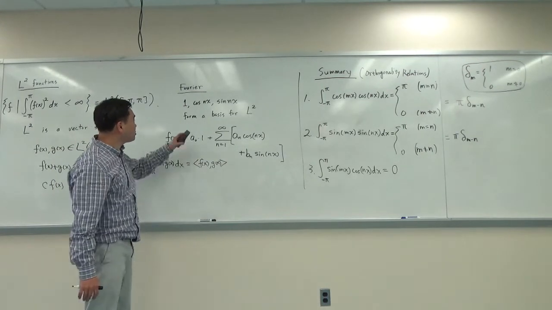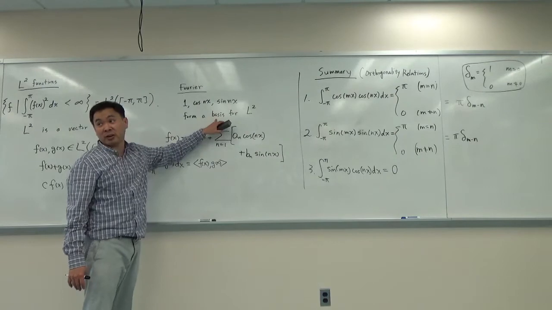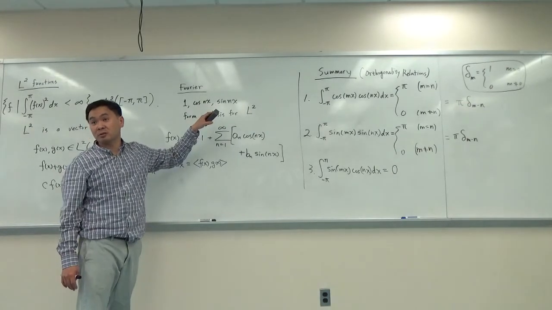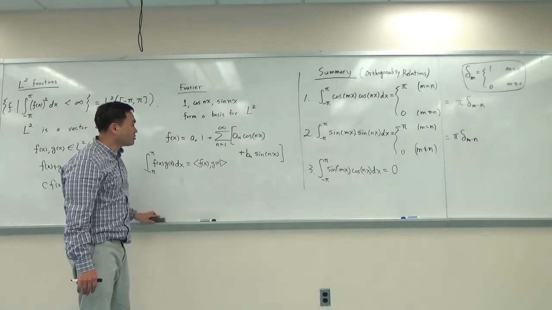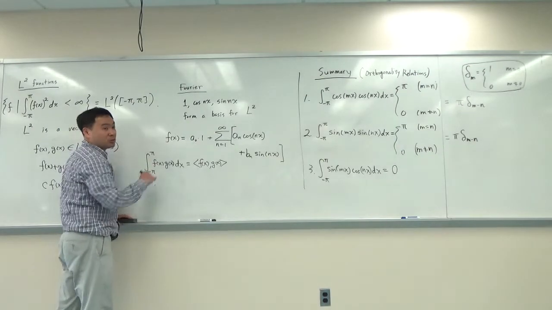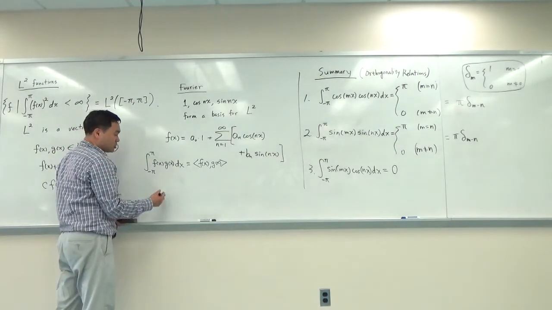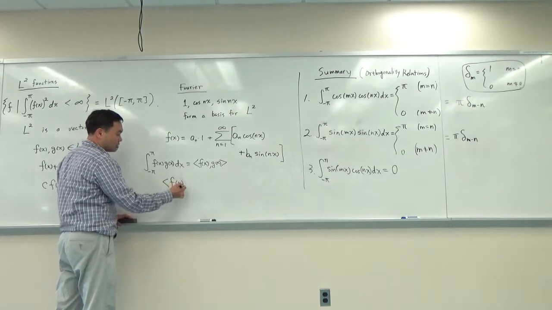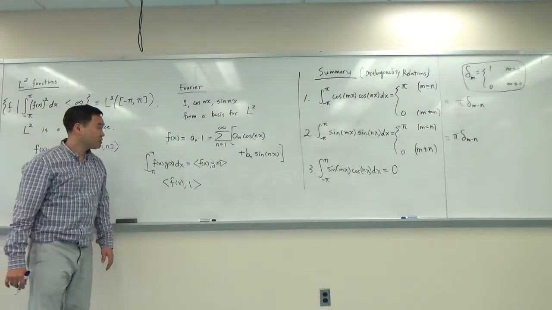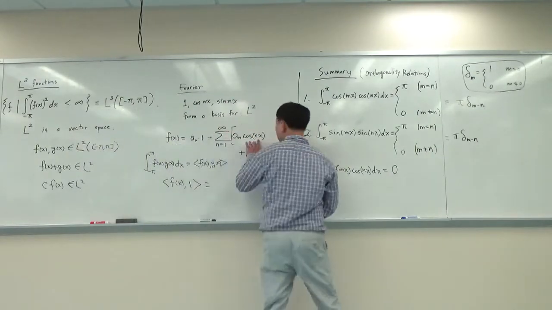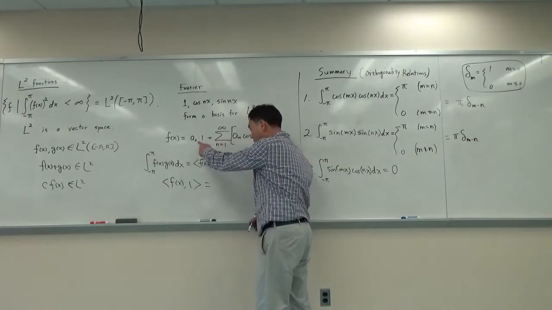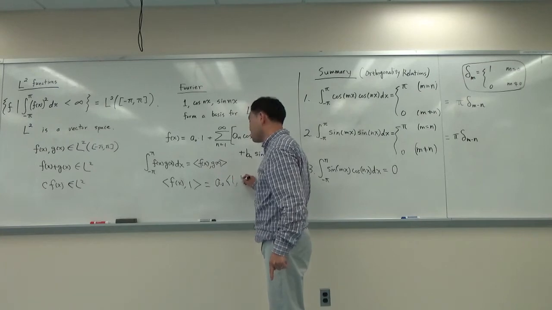What it means is that not only do these form a basis for L2, these form an orthogonal basis for L2. And that's quite nice because, for example, how would you find A0? To find A0, you just have to do an inner product with 1. Then cosine inner product with 1 is 0. Sine inner product with 1 is 0. And you just have A0 times the inner product of 1 with 1.